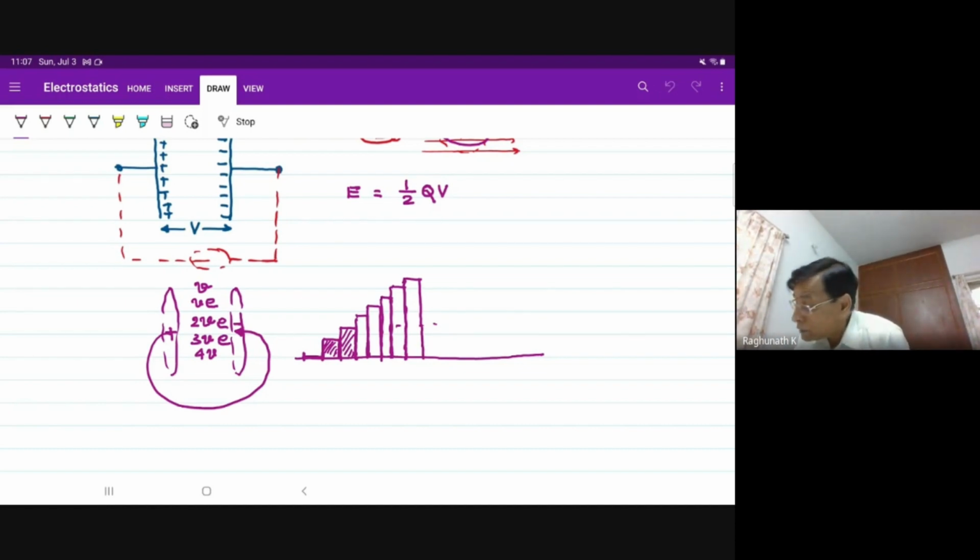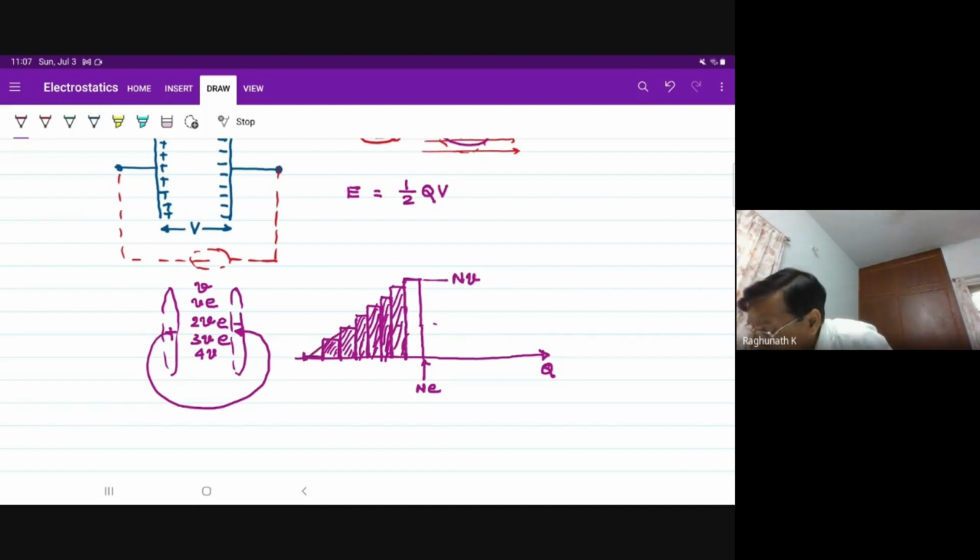Listen carefully. The total number of electrons transferred, Ne, is Q. And the potential to which it has risen is N small v, due to each electron's transfer. At each stage, this area is the work done. Together it is what actually? I will adjust it to be a triangle, right? I think you understood this point, right?